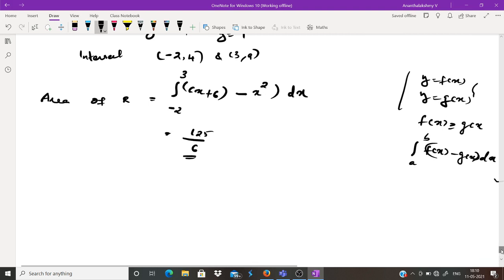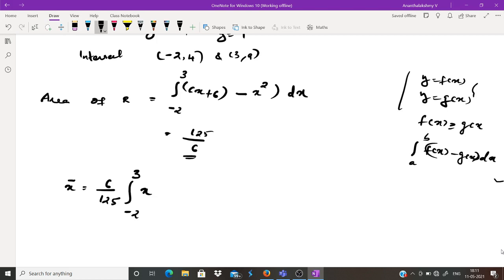Next you had to find the centroid using that formula. First, x bar equals 1 by area of R. So 1 by 125 by 6, that is nothing but 6 divided by 125, and we have to find the limit of integration of x, that is from -2 to 3. Then here it is x times f of x dx.